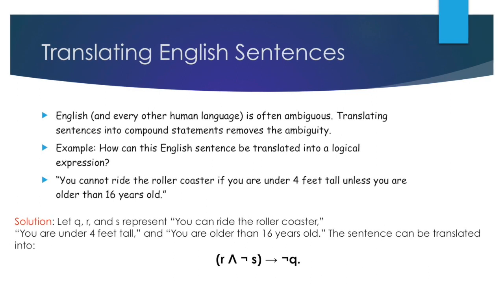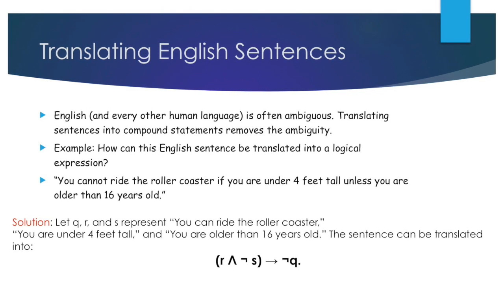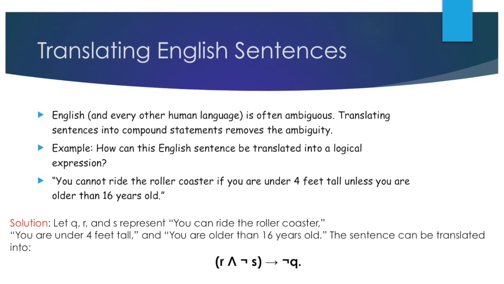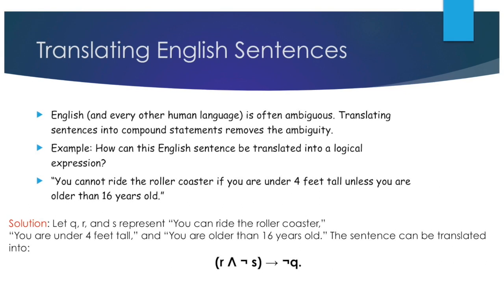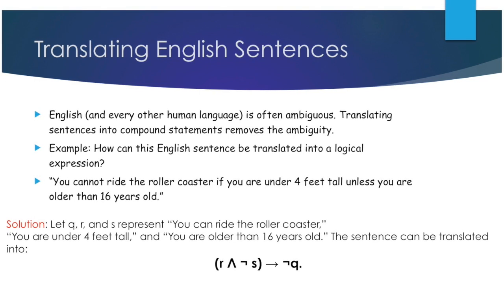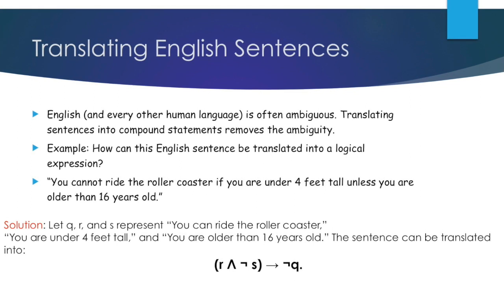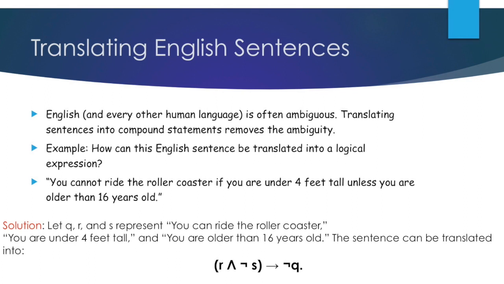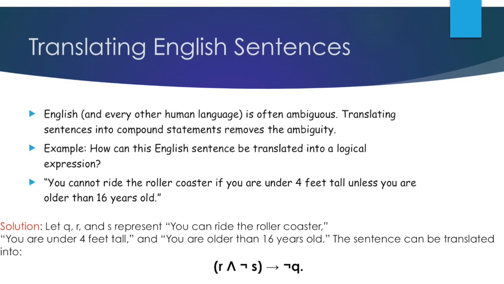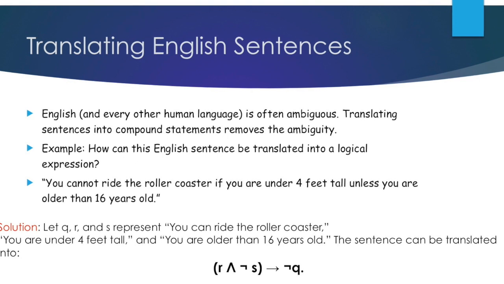So I could now assign each portion of the statement to a propositional variable. Q could refer to "you can ride the roller coaster." R, "you are older than 16 years old." And then S, "you are under 4 feet tall." Okay? So the sentence could be translated into the following.